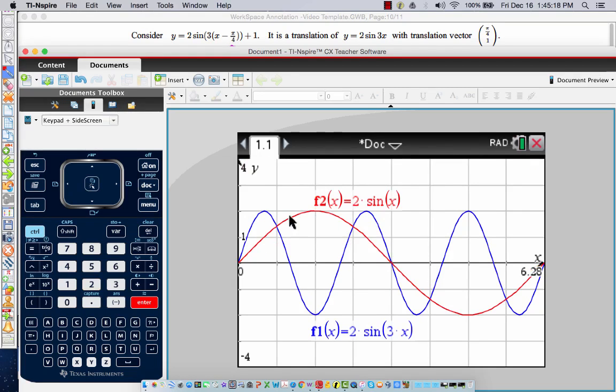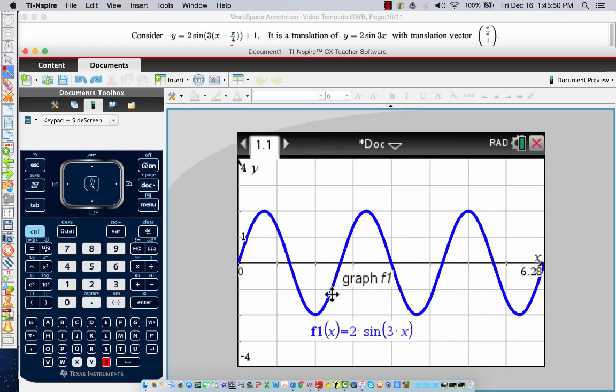Okay, and you can see how sine x compressed into 1, 2, 3 cycles. Okay, that's because the period changed. It repeated itself every 2 pi over 3 units this time. Okay, so let's get rid of that. Okay, so then what happened? Well, from this is where we moved to the right pi over 4 units and up 1. So I'm going to go ahead and just graph that one. I'm going to leave this on here. So it's this shape. Just imagine it going to the right pi over 4 units and then up 1 unit.